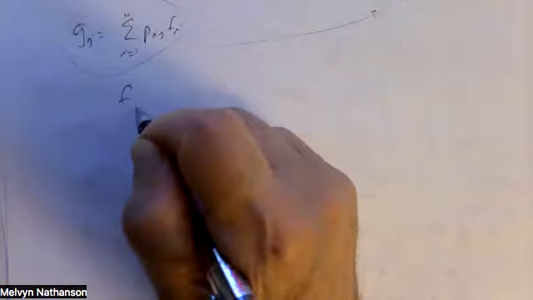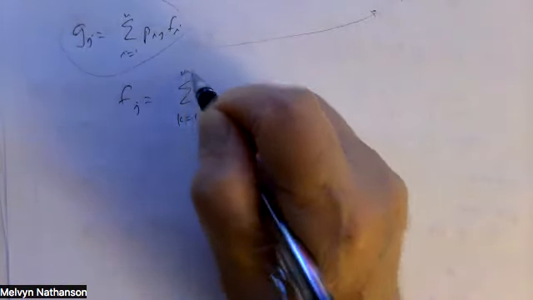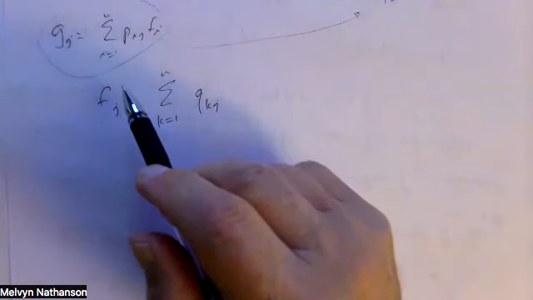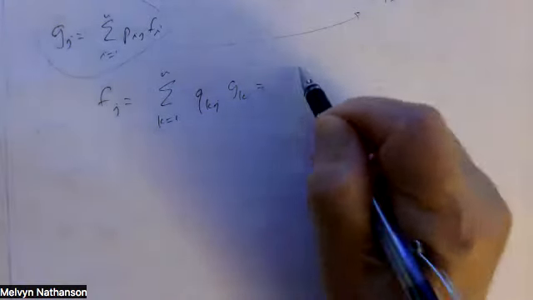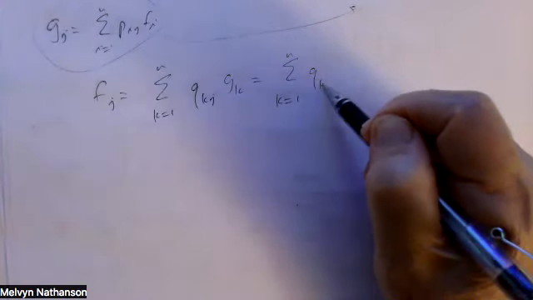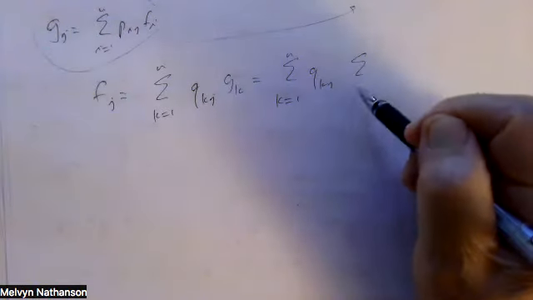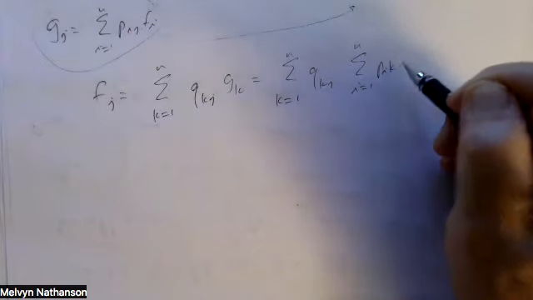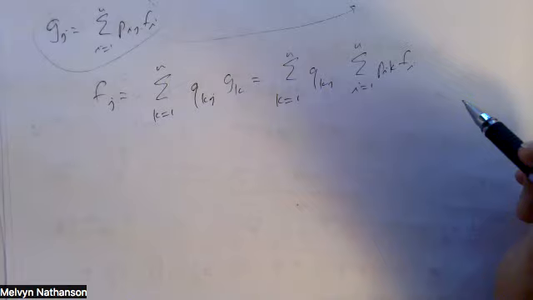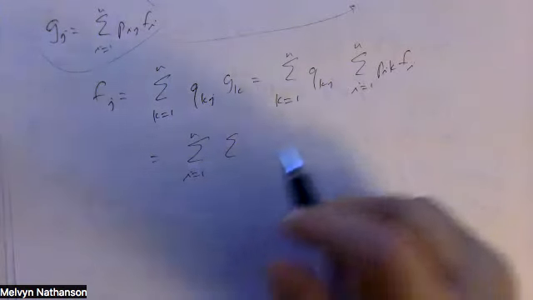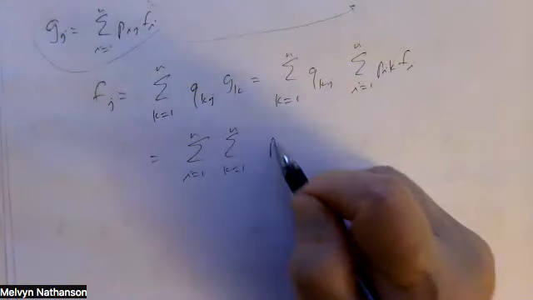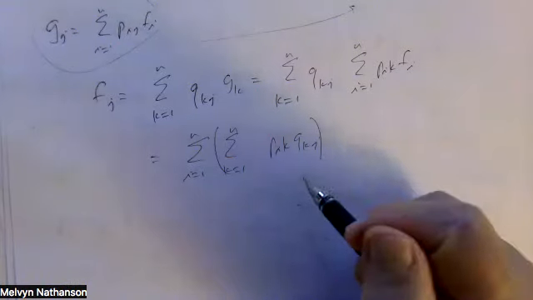So if I take that and plug it into this relation, I get f sub j is the summation k goes from 1 up to n, q_kj g sub k, which is the summation i goes from 1 up to n, p_ik f sub i. Again, I interchange summations. This is the summation i goes from 1 up to n, summation k goes from 1 up to n, p_ik q_kj f sub i.